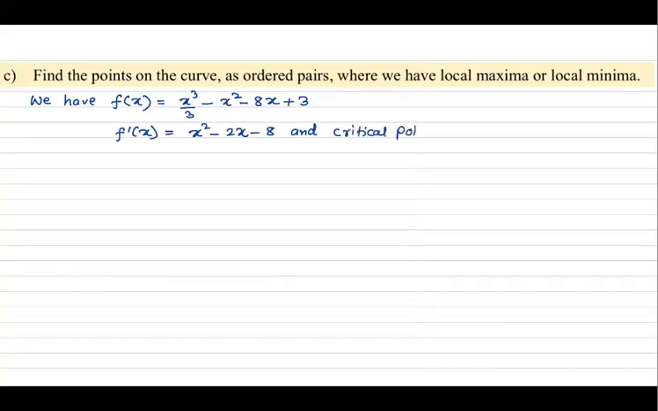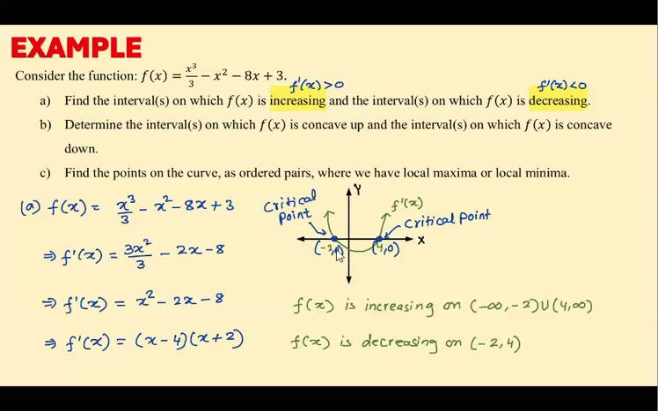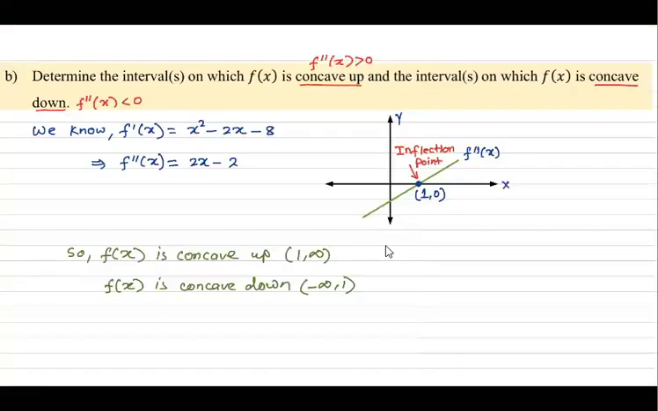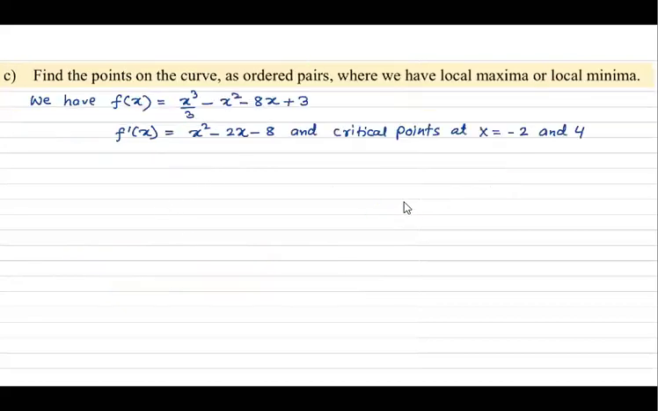Critical points at x equal to -2 and 4. We have the critical points at x equal to -2 and 4. That's what we know from the first part, -2 and 4. And then the other thing is we also have the second derivative and the inflection point at 1.